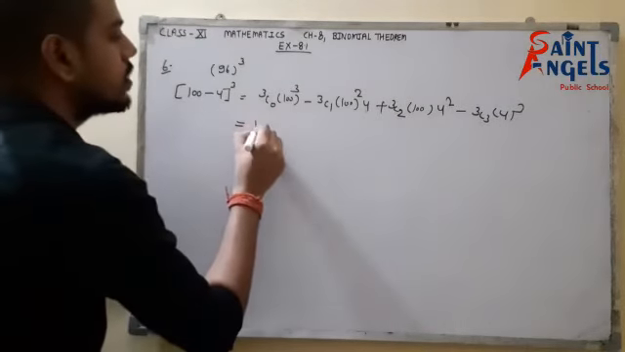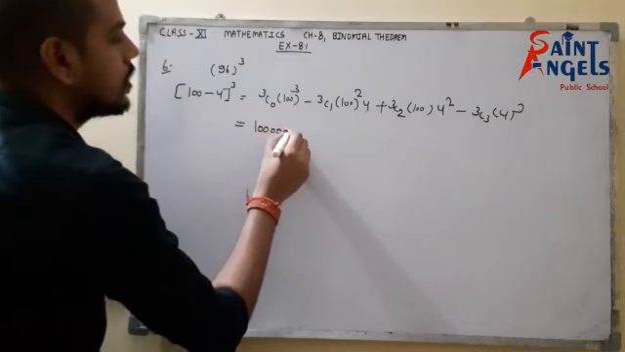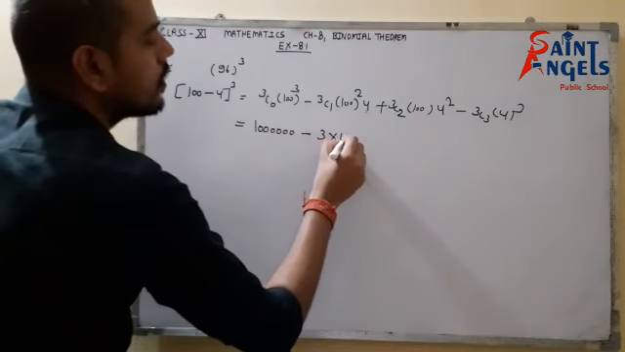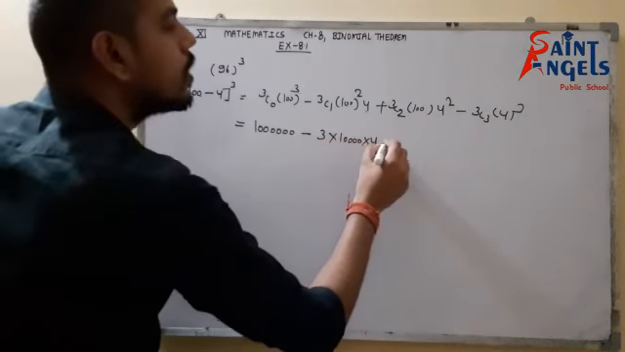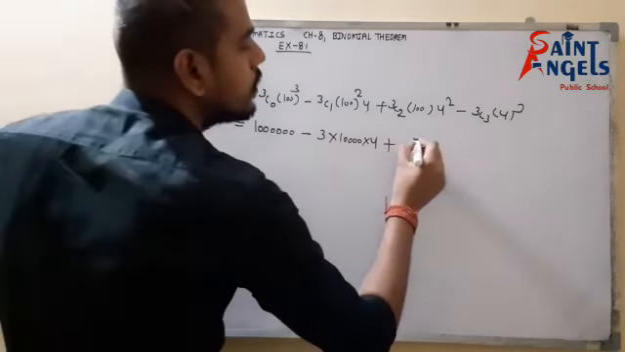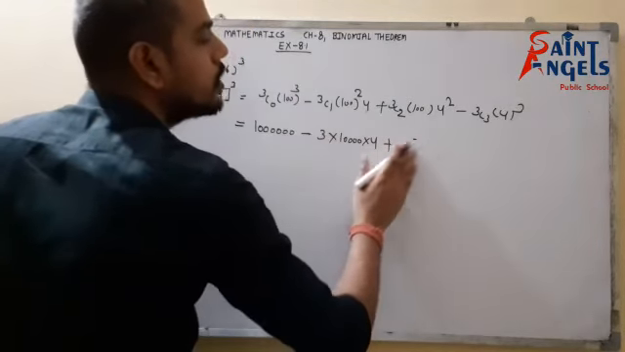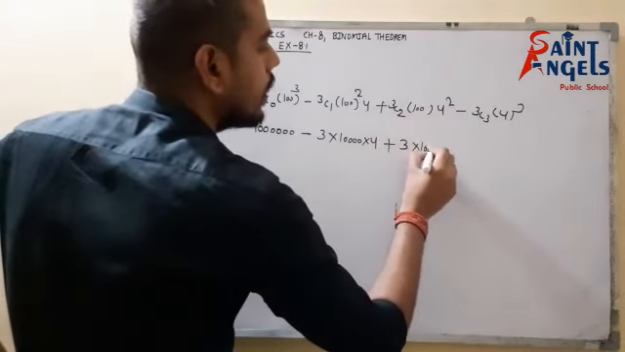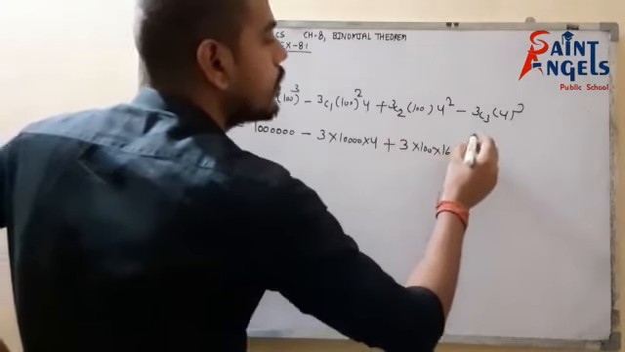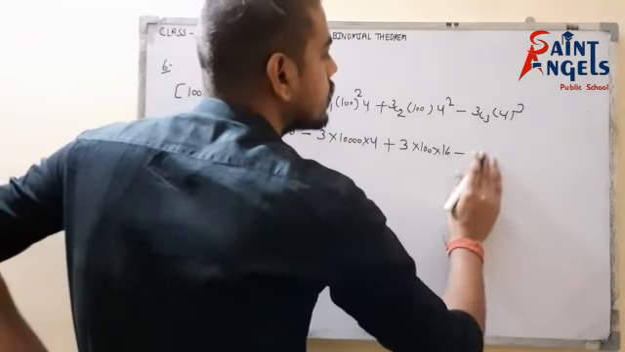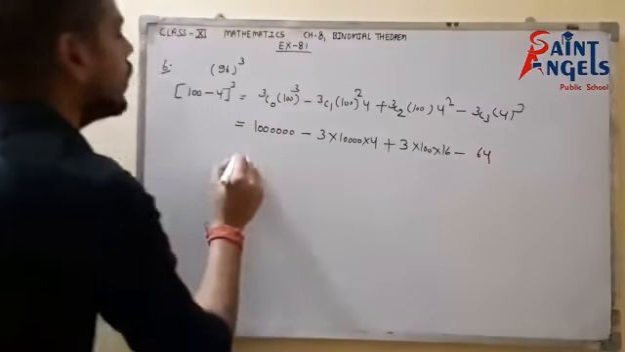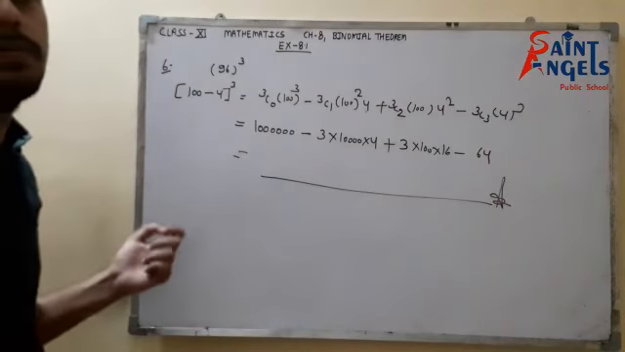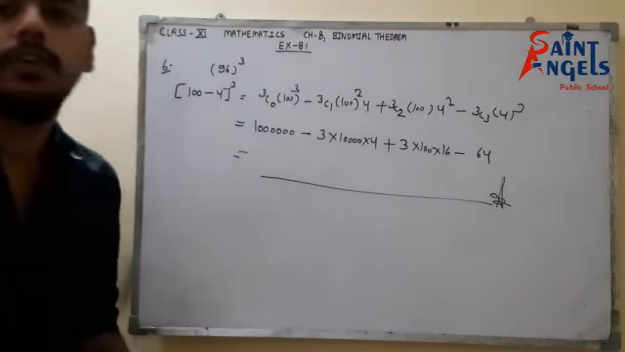3C0 is 1, so that is 100 cube. Okay. Now minus 3C1 is 3 into 4, plus 3C2. 3C2 would be 3 factorial upon 2 factorial. So it means what? 3. 3 into 100 into 16, minus 3C3, and 64. Now this is the simple calculation which you can solve. So in this manner we can solve till question number 9. I hope it's clear. So please pause the video and note it down.